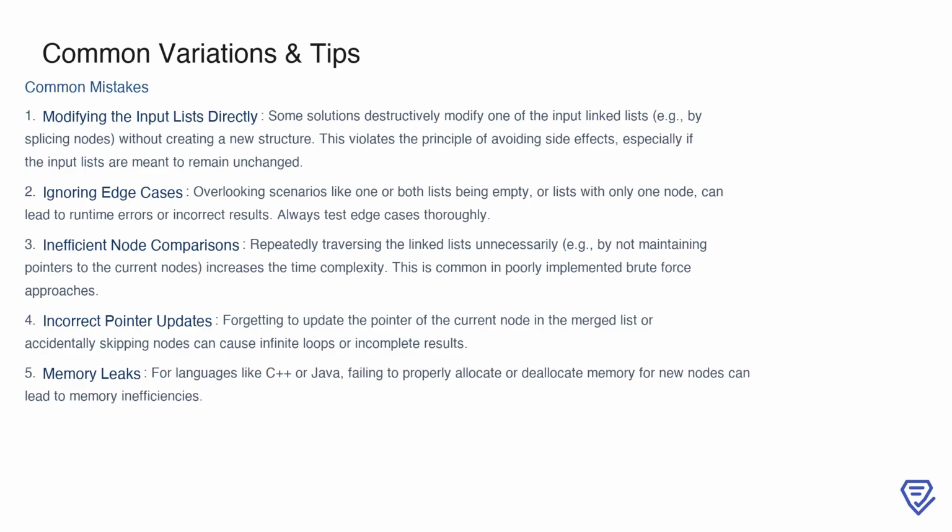Pointer management itself is another common source of mistakes. Forgetting to update the current pointer or accidentally skipping nodes can lead to infinite loops or incomplete results. Finally, in languages like C++ or Java, it's important to handle memory allocation and deallocation carefully to avoid memory leaks, especially when creating new nodes during the merge process.